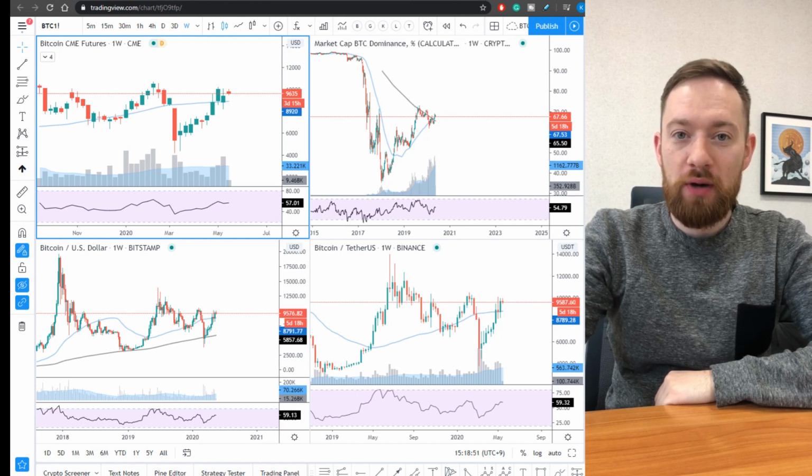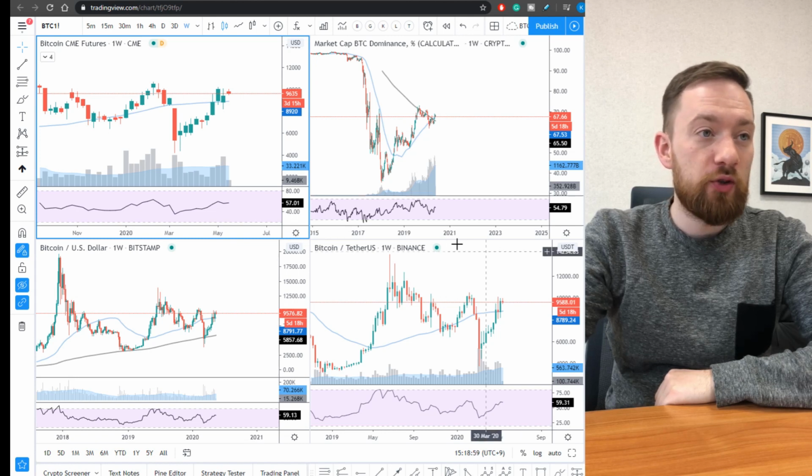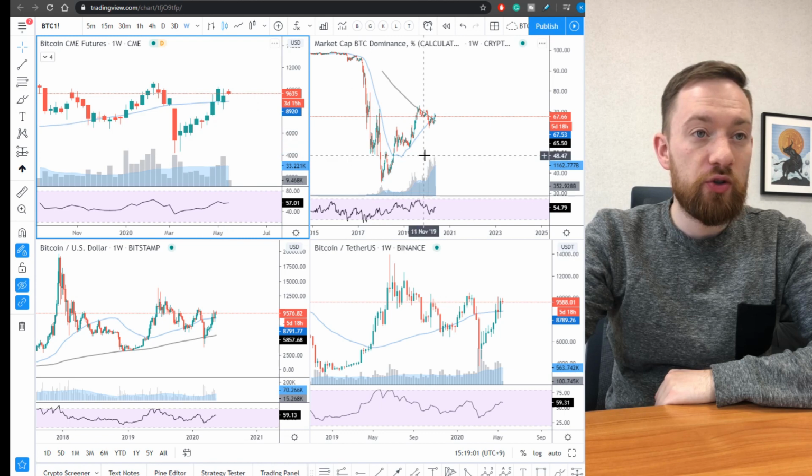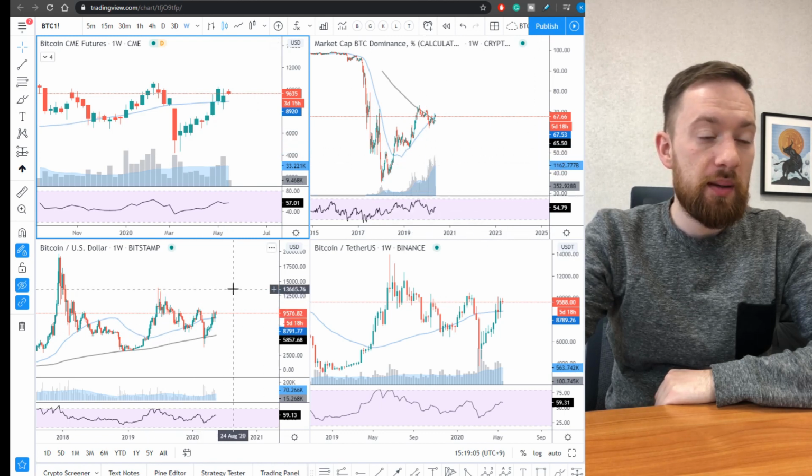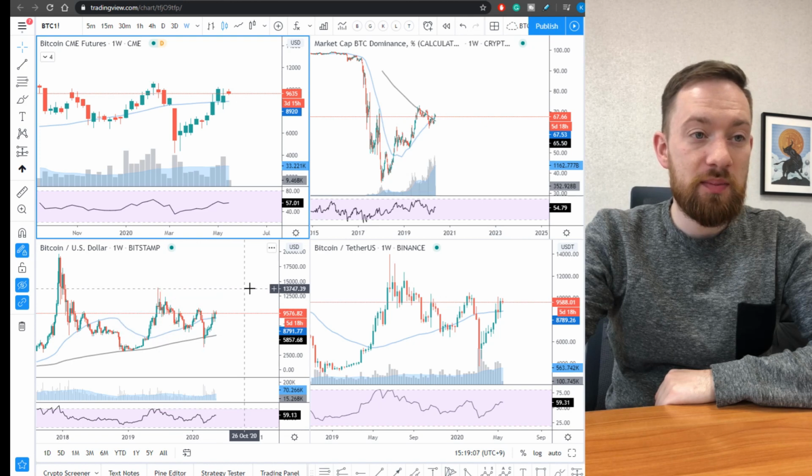As usual, we'll go straight into the content. In front of you, you can see 4 different charts and they all relate to Bitcoin. The one on the top left is the BTC futures, the one on the top right is the BTC dominance, the bottom left is the Bitstamp price for BTCUSDT pair, and the bottom right is the BTCUSDT from Binance Exchange.